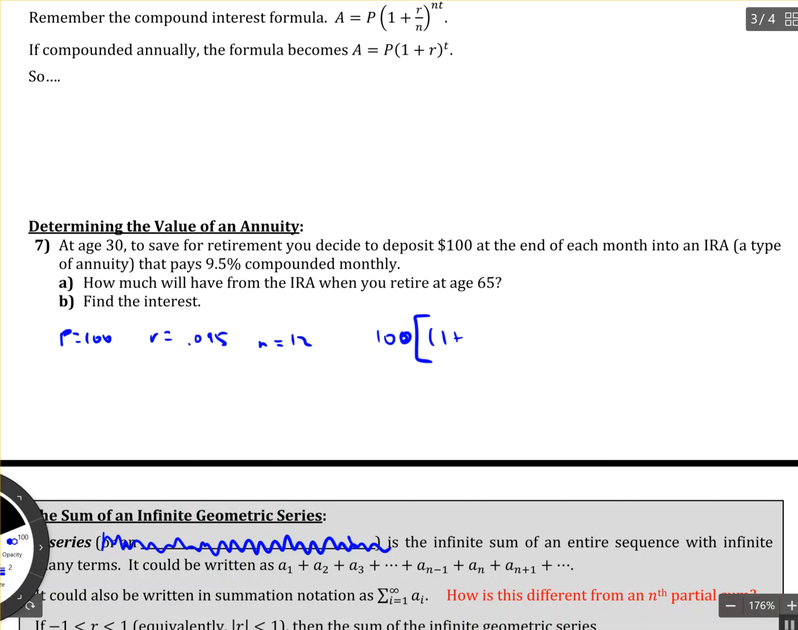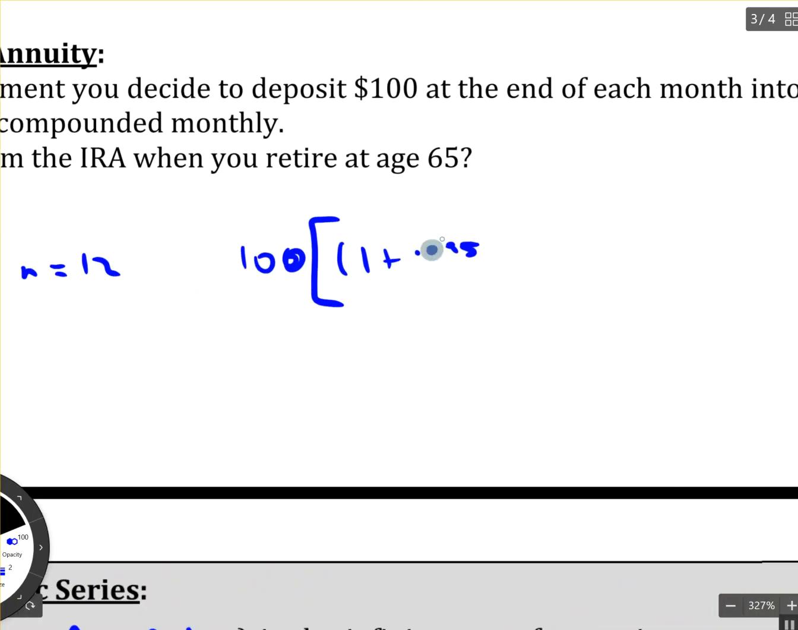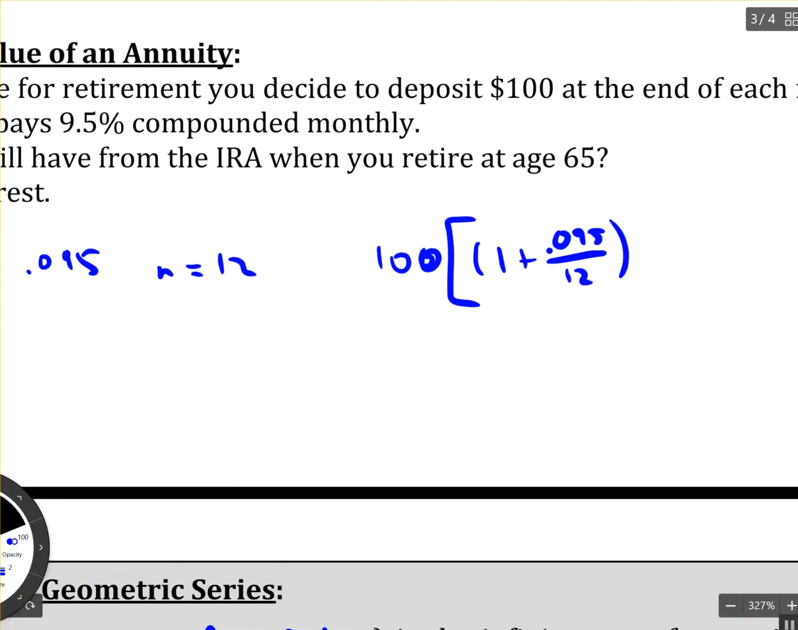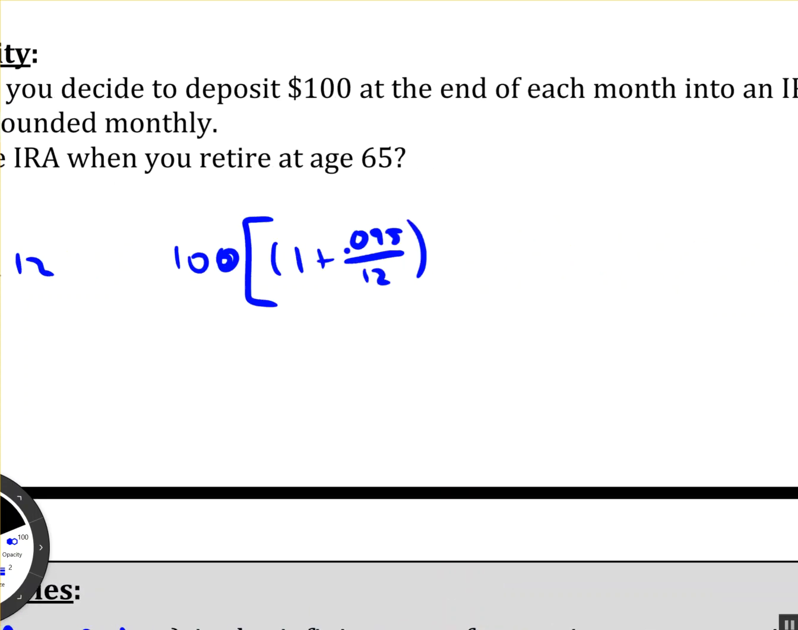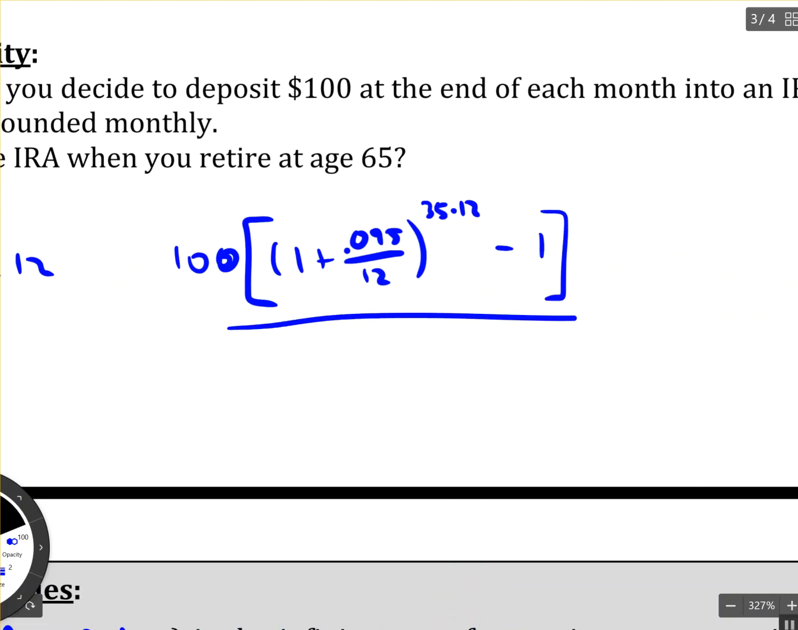1 plus 0.095 over 12 to the, again, we're doing it at age 30, so at age 65, that's 35 years later. So NT is 35 times 12, minus 1, over 0.095 over 12.